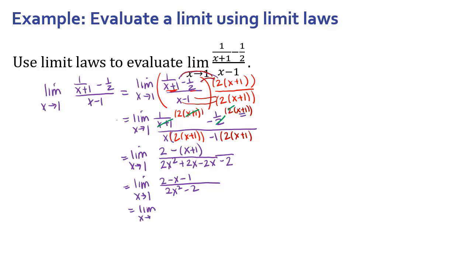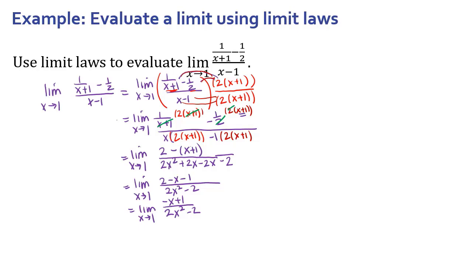So the limit as x approaches 1 of negative x plus 1 all over 2x squared minus 2. At this point we can say, okay, can I actually evaluate this? It's a lot simpler than what we started with. So at this point is where I'm going to check if I can do that. If I substitute 1 into the numerator, I get 0. If I substitute 1 into the denominator, I also get 0. So we're not done yet.